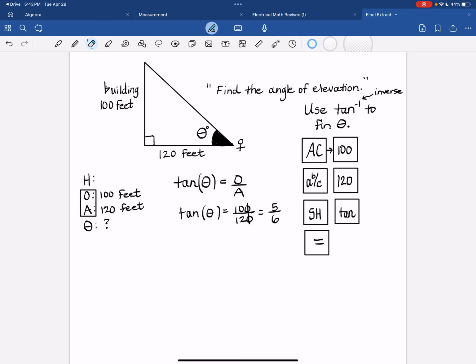You will have to round it. It's going to be ugly. I'm going to call it about 39.8 degrees. Theta is about 40 degrees, you could even call it. So the person is looking up at that building at an angle of about 40 degrees. If you need theta, you will need an arc function, an inverse function.